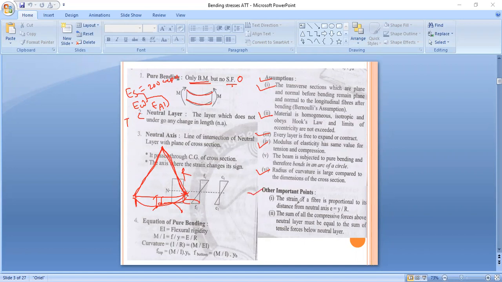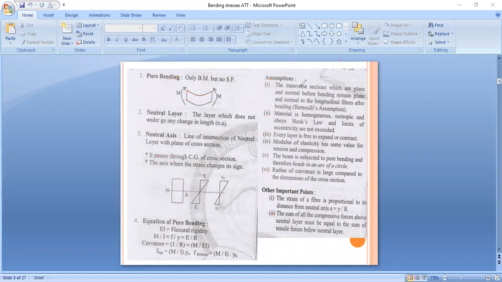Okay. So the strain of a fiber is proportional to its distance from the neutral axis. So epsilon is equal to y upon R. Please remember this. And the second one is the sum of all the compressive forces above the neutral layer must be equal to the sum of tensile forces below the neutral layer. For that, I will draw a figure and explain.